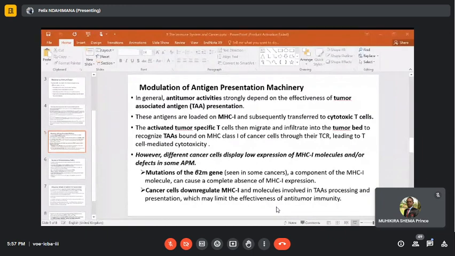As another example, cancer cells are also known to downregulate major histocompatibility complex class 1 and the molecules involved in tumor-associated antigen processing and presentation, which may limit the effectiveness of anti-tumor immunity. So these are some of the strategies, or mechanisms of evasion, of cancer cells from our immune system.